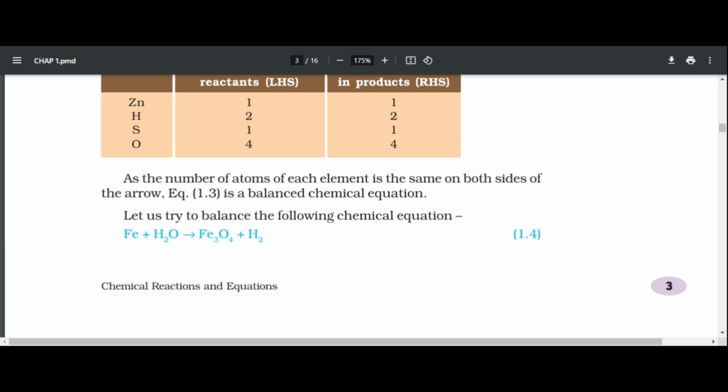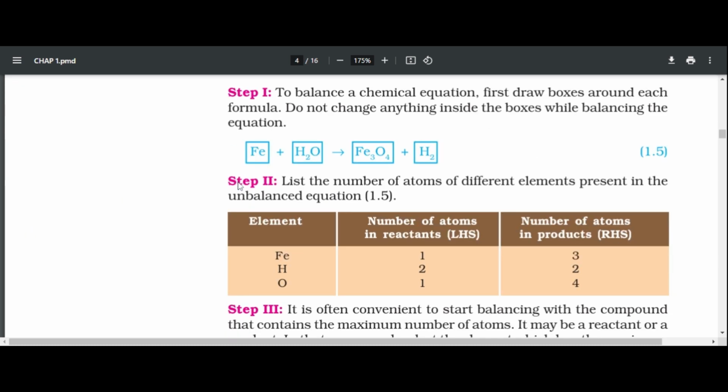Fe plus H2O gives Fe3O4 plus H2. Step 1. To balance a chemical equation, first draw boxes around each formula. Do not change anything inside the box while balancing the equation. Step 2. List the number of atoms of different elements present in unbalanced equation 1.5. In this, iron on the LHS is 1 and on the RHS is 3. Hydrogen on the LHS is 2 and on the RHS is 2. Oxygen on the LHS is 1 and on the RHS is 4.